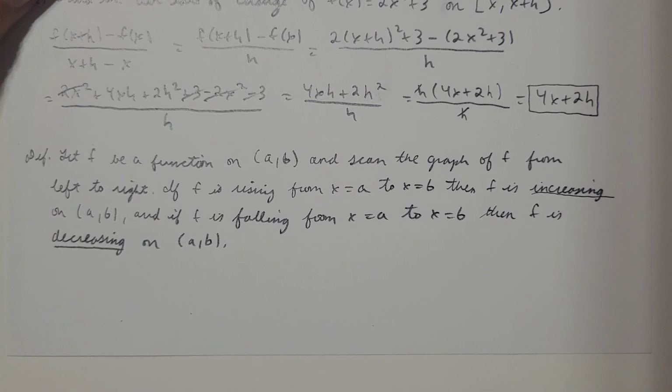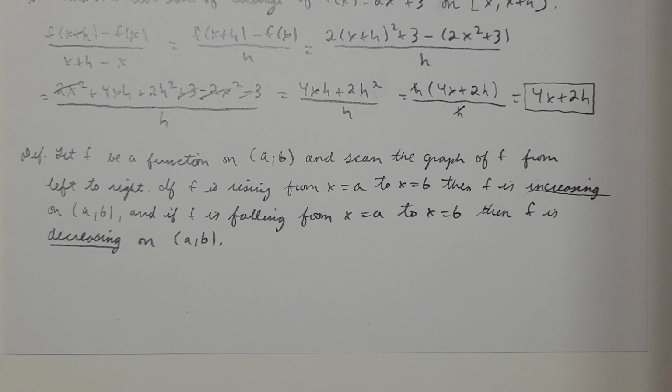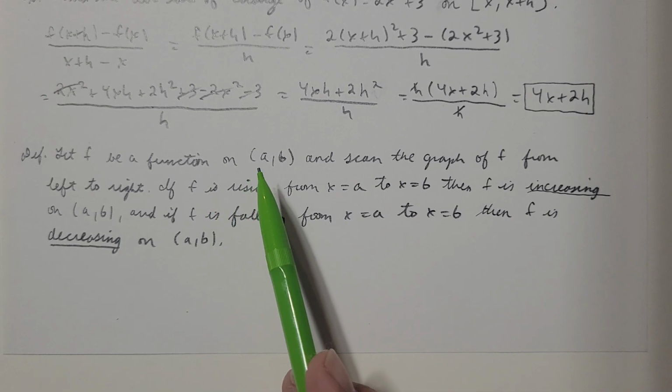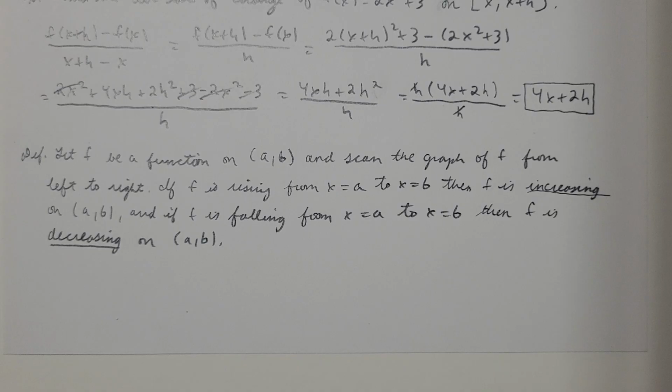So then the next thing is a definition. It says, let f be a function on an open interval, so parentheses at both ends, and scan the graph of f from left to right. If f is rising from x equals a to x equals b, then f is increasing on the interval a to b. And if f is falling from x equals a to x equals b, then f is decreasing on the interval a to b.